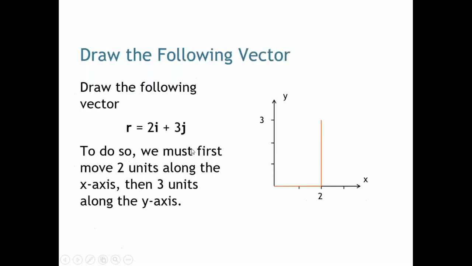Now, draw the following vector: r equals 2i plus 3j. How do we draw that? r equals 2i plus 3j. We want to draw it in Cartesian form, or in a coordinate system.